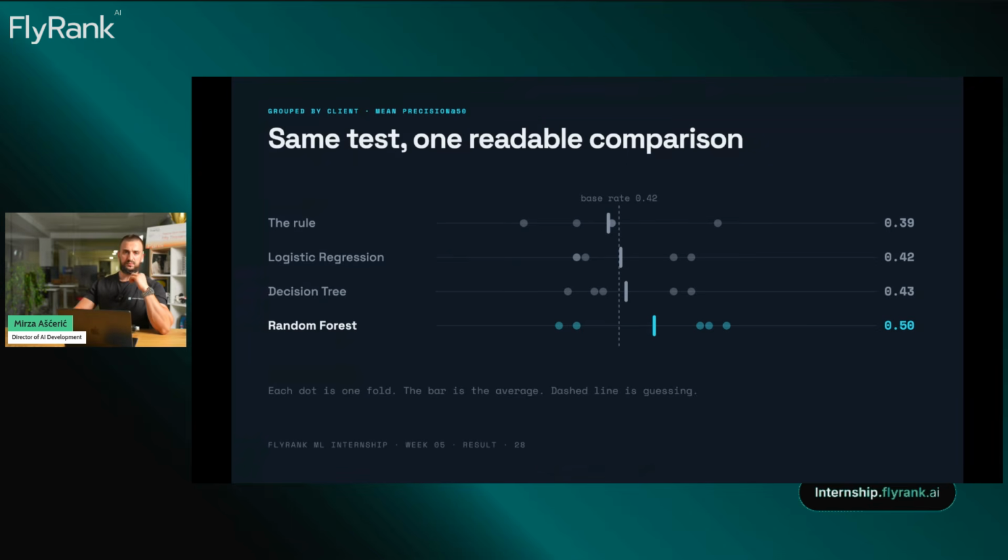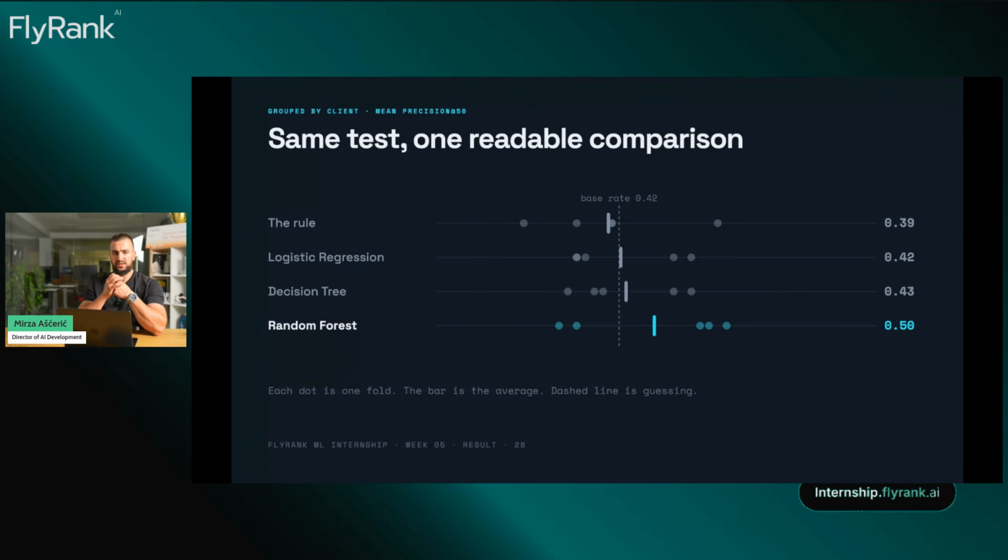Now, let's put everyone on the same test with the same folds, the same rows, and the same metric. So the rule gets about 39%. Logistic regression about 42, the shallow tree about 43, and the forest about 50. So the forest has the best average, and it is about 10 points better than the rule on the top 50. And that is the headline, but it's not the conclusion yet.